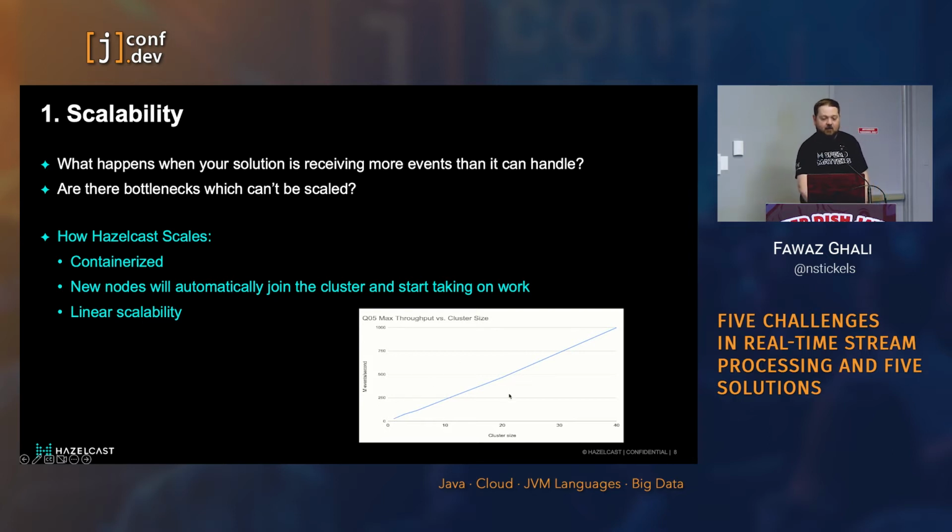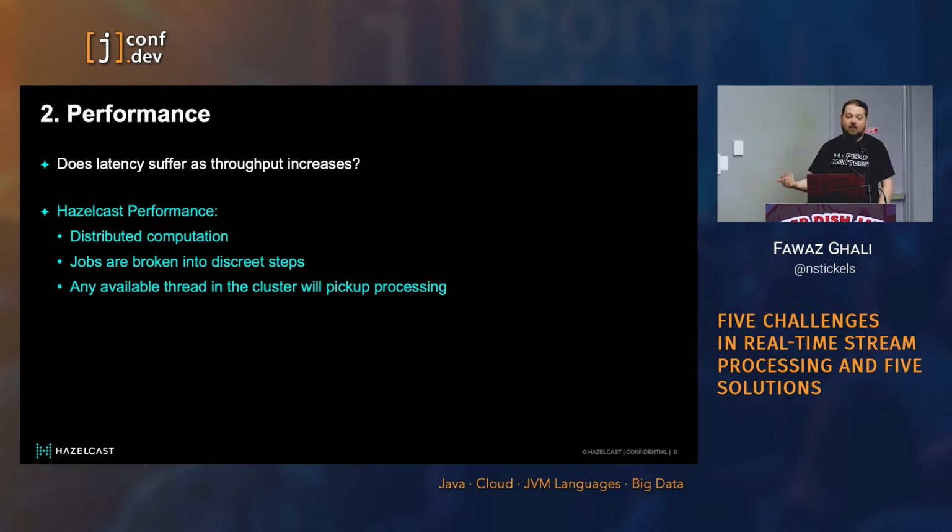And I'm going to get more into this in a little bit, but this is actually from a third-party benchmark that was done, where you can see that as they added more nodes, it just linearly scaled and was able to handle more work. So if you need it to go faster, add more nodes, and it'll linearly scale for you. So the second challenge is performance, and especially, right, does your latency start to suffer as you get more and more throughput?